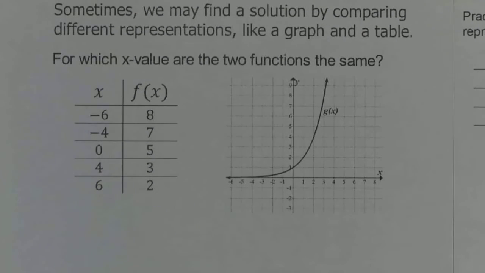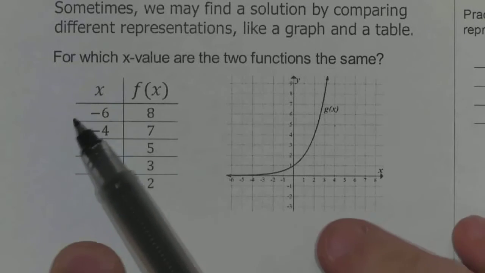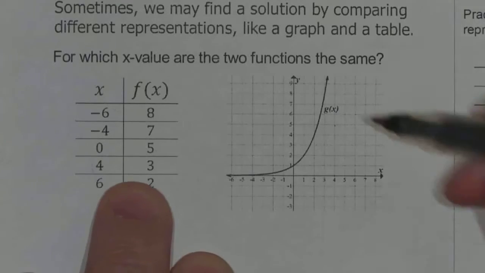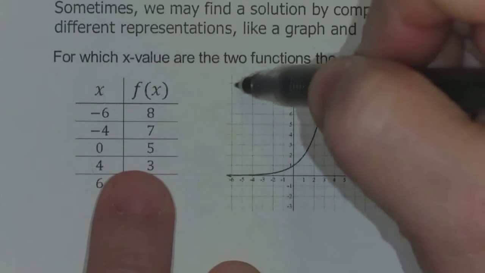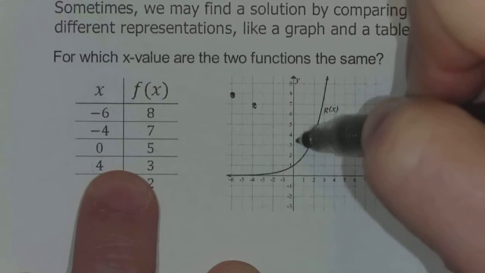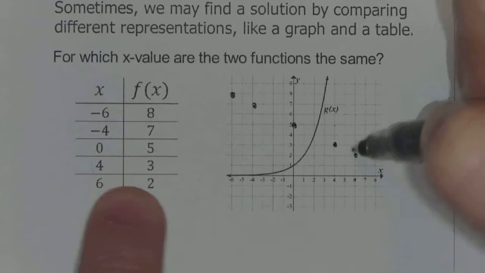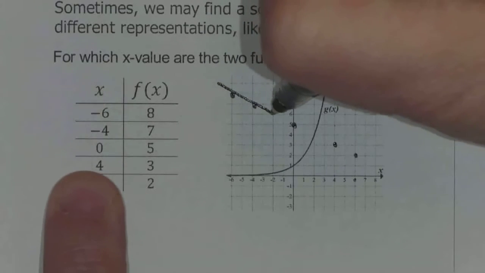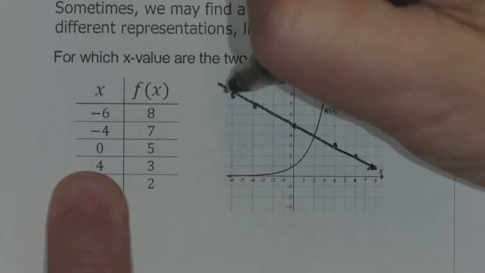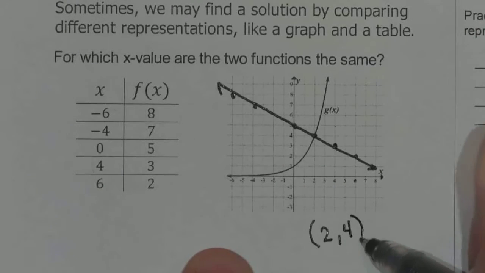So sometimes they want us to be able to compare the things that are not in the similar form. So this is a graph, this is a table, and we still want to see if we can find a point of intersection. So what I would suggest to do is let's just graph these on here and see if we can find a point of intersection. We're going to be at -6, 8, -4, 7, 0, 5, 4, 3, and 6, 2. And when you draw your line through those ordered pairs, it's really quite simple to see that point of intersection. You're at 2, 4.